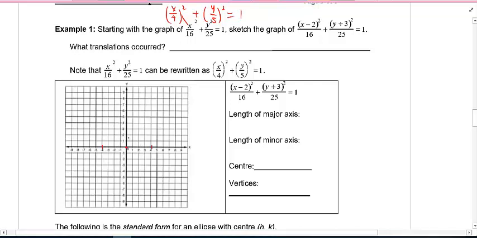4 each way horizontally, 5 up and down. Ta-da! There's my ellipse. And the other one over here, the only difference is you have it shifted 2 to the right, I think. And then 3, yes, down. So do that as well. Shift the center 2 to the right, 3 down, and then go 4 horizontally, and then 5 vertically.